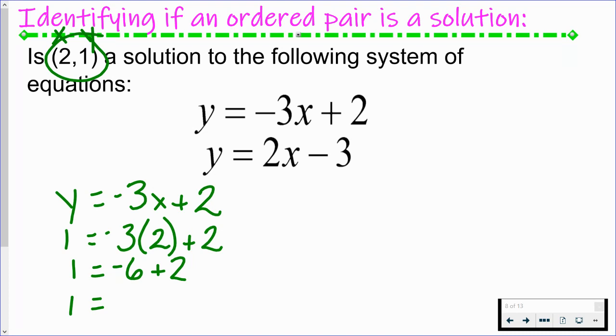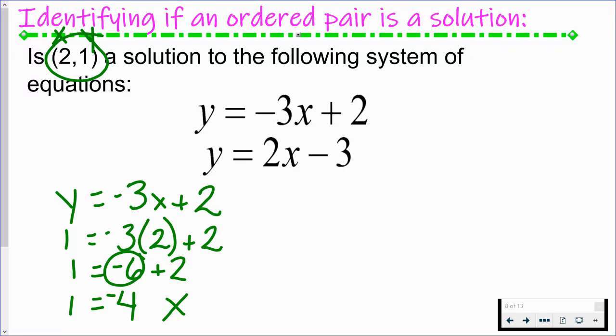Okay, so same signs add and keep, different signs subtract. Keep the sign of the higher number, then you'll be exact. So negative 6 plus 2, different signs subtract. 6 minus 2 is 4. Keep the sign of the higher number, which is the negative 6. So that means my answer is going to be negative 4. Does 1 equal negative 4? Nope.